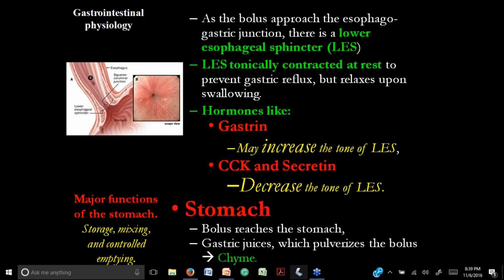The esophagus can only stand a pH of about 7. Meanwhile, in the stomach we have a pH between 1 and 4, average pH 2. So that's a good way to maintain the homeostasis of the normal mucosa of the esophagus. We have cholecystokinin and secretin, which decrease the tone of the lower esophageal sphincter. When a bolus reaches the stomach, it is called chyme at this moment.